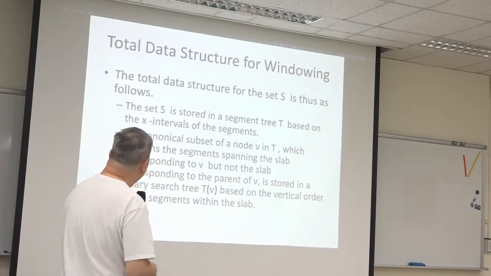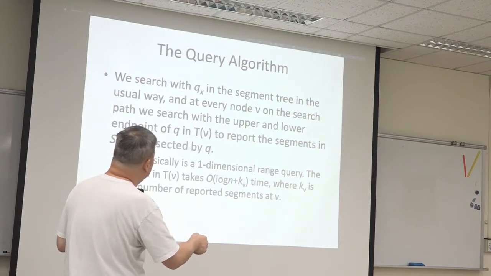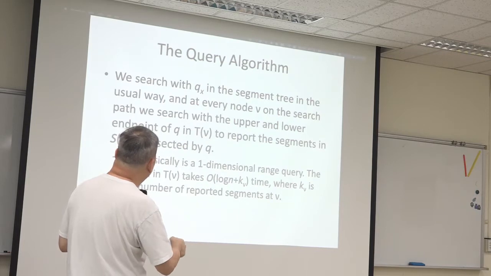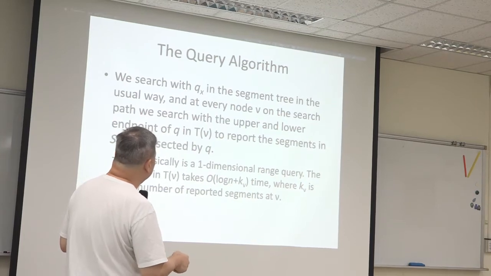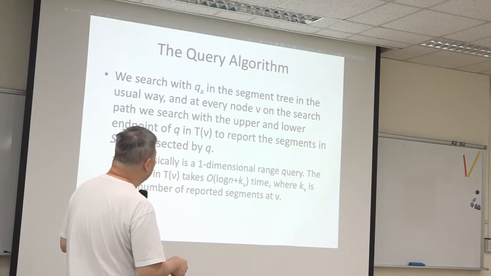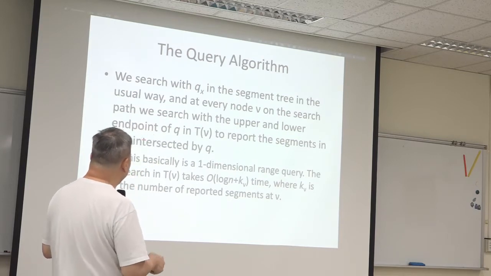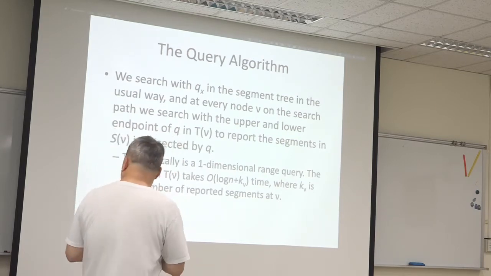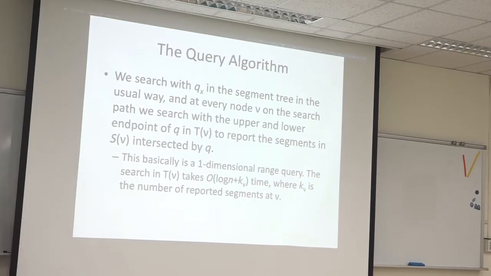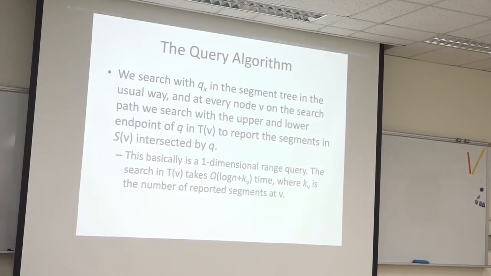And then how do we do the query? We search with Qx in the segment tree in the usual way. And at every node V on the search path, we search with the upper and the lower endpoint of Q in TV to report the segments in SV intersected by Q. Remember, Q stands for this one. This left boundary is the Q.